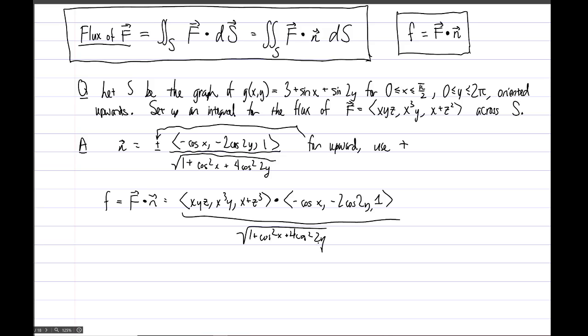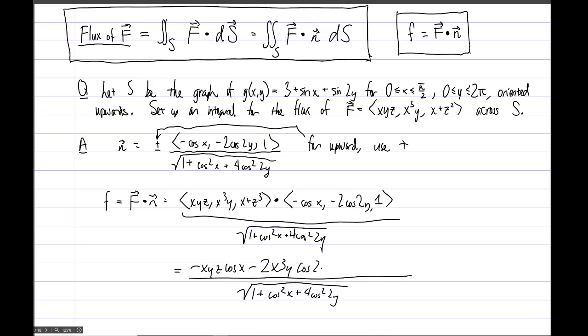Okay, if we clean this up, let's just perform the dot product. We'll keep the denominator as is, and in the numerator, when you perform the dot product, we'll have negative xyz cosine of x minus 2x cubed y cosine of 2y plus 1 times, oh sorry, that shouldn't be a cube, that should be a square there. So 1 times x plus z squared.